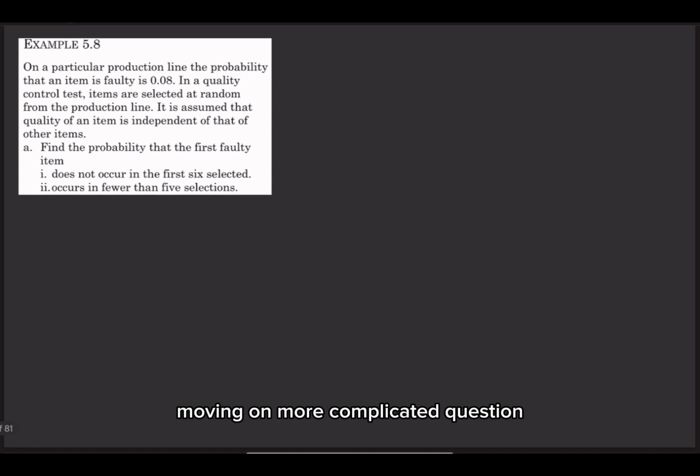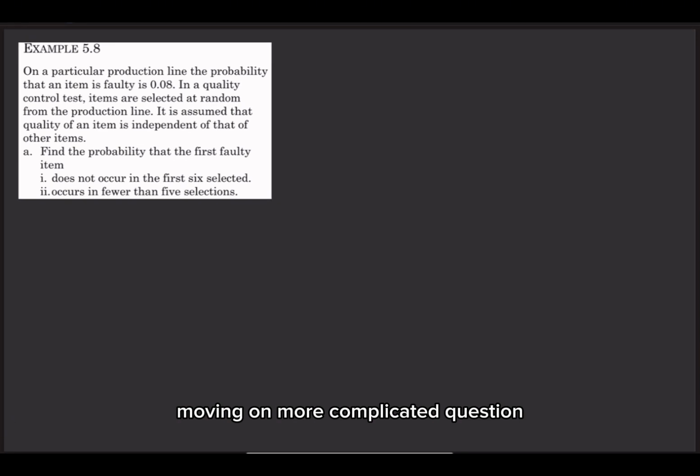Right, moving on to a more complicated question. On a particular production line, the probability that an item is faulty is 0.08. In a quality control test, items are selected at random from the production line. It's assumed that the quality of an item is independent of that of the other items. A: find the probability that the first faulty item does not occur in the first 6 selected, and 2, occurs in fewer than 5 selections.